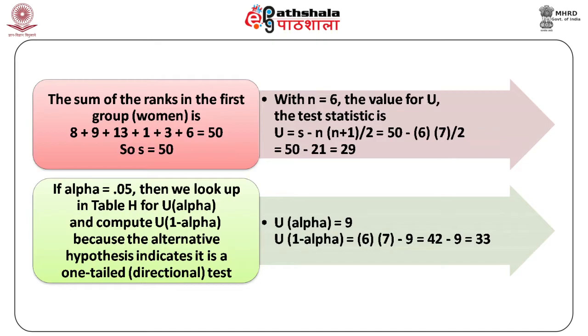If alpha is 5% or 0.05, then we look up in table H for U alpha and compute U1 minus alpha, because the alternate hypothesis indicates it is a one-tailed, that is, directional test. U alpha equals 9 and U1 minus alpha equals 6 into 7 minus 9, that is 42 minus 9, which is 33.